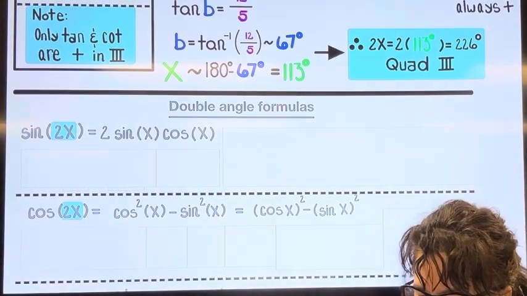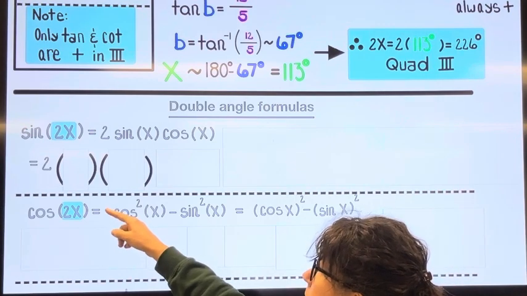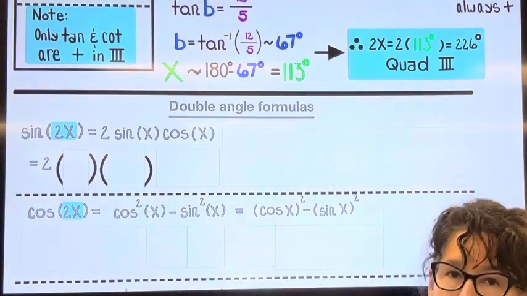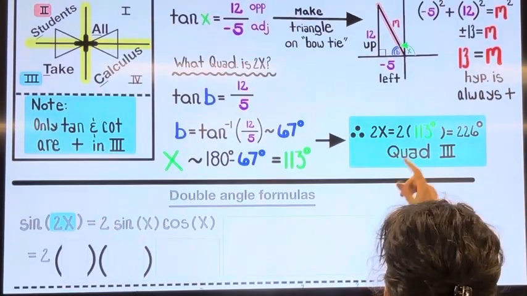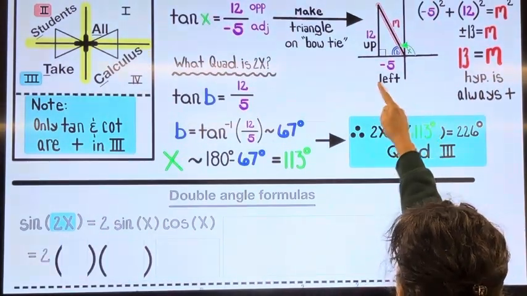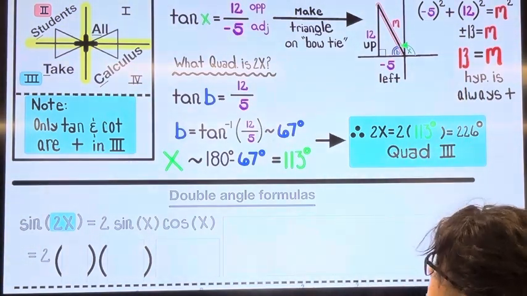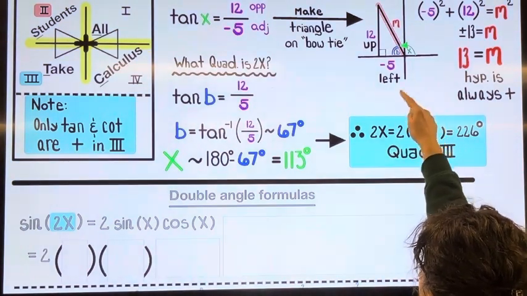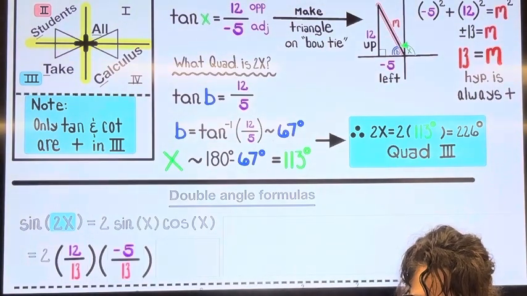And so we're gonna have 2 times, and then the sine of x, sine opposite over hypotenuse. So if we have opposite over hypotenuse, we're gonna end up with 12 over 13. And then the cosine of x, so adjacent over hypotenuse, that's going to be negative 5 over 13. Let's substitute those values in.